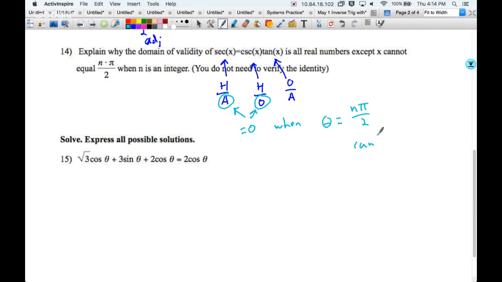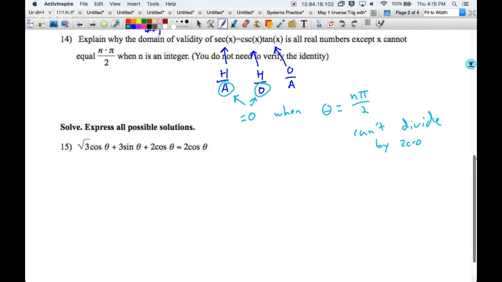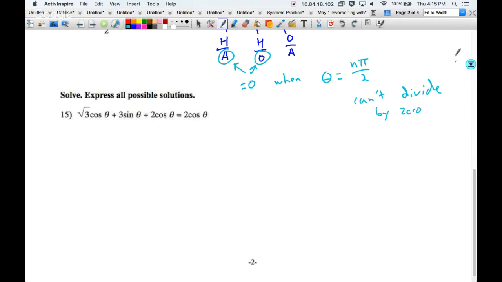I expect you to write more sentences than this, but I'm going to move on because I also talked about this one in class. Can't divide by 0. And these angles cause the trig functions to be equal to 0. And that's going to not make the equation balance.